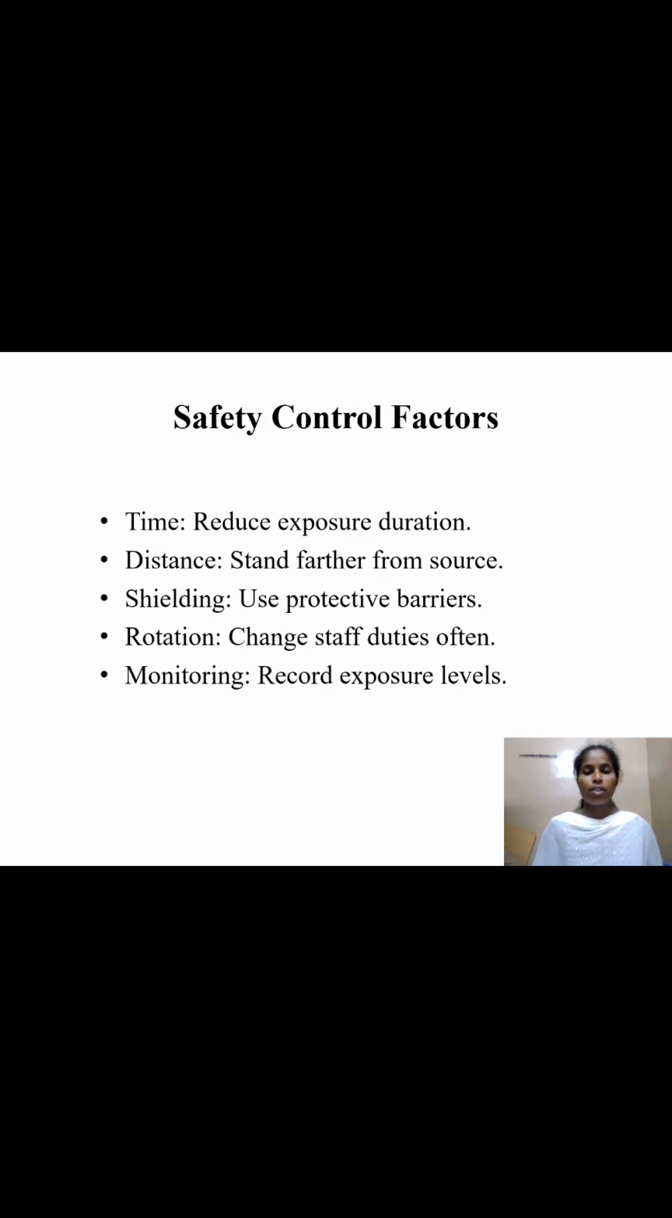Next one is safety control factors. We follow three key safety controls: time, distance, and shielding. Reduce the time near the source to lower exposure. Increase distance from the source as radiation decreases with distance. Shielding with lead aprons and barriers protects against radiation. Staff rotation and monitoring further ensures safety.